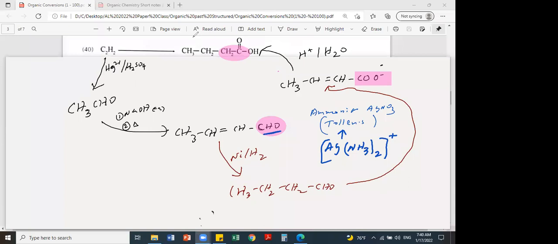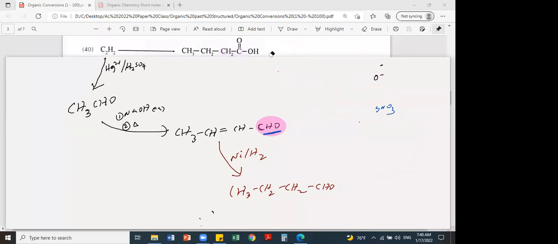Okay, correct, Vinhara, correct. After reducing that, then you can put acidified KMnO4. Now we don't need the tolerance. We can directly go to acidified KMnO4, acidified K2Cr2O7, no issues. You can directly go with this, acidified KMnO4. Is that clear? Any questions?